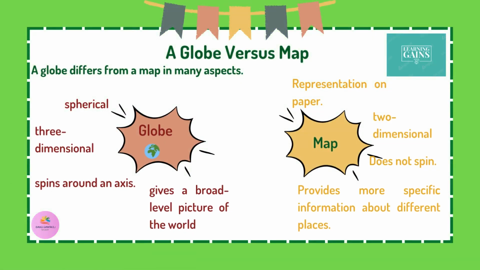Friends, let's discuss how a globe and maps are different. They are different in many aspects. For instance, globe is spherical, whereas map is representation on a paper. Globe is three-dimensional, whereas map is two-dimensional. Globe spins around an axis, whereas map does not spin. Globe gives a broad level picture of the world, whereas map provides more specific information about different places.